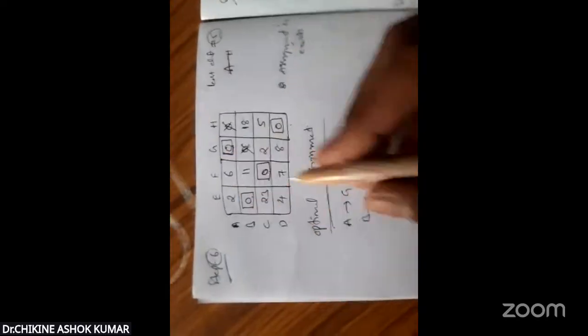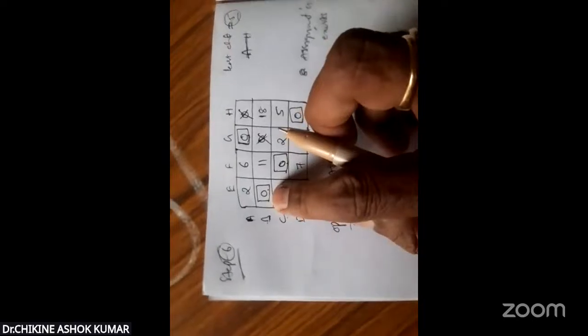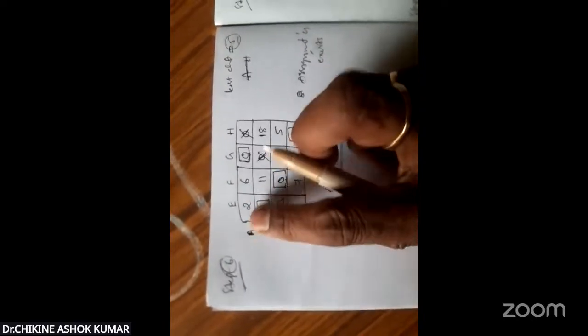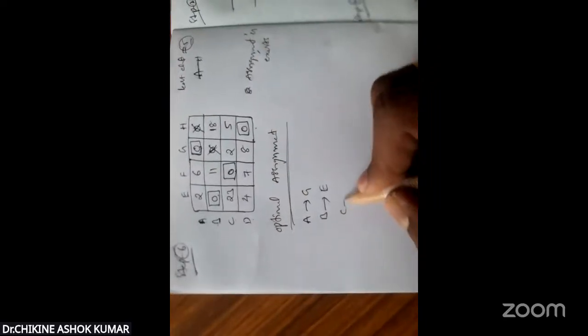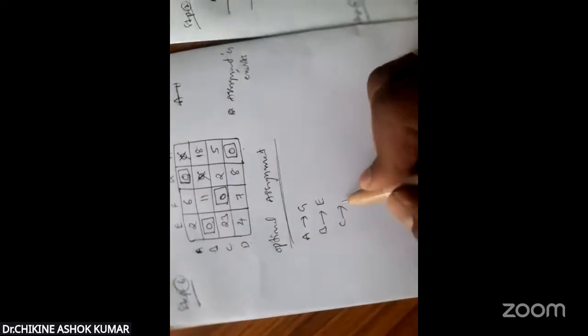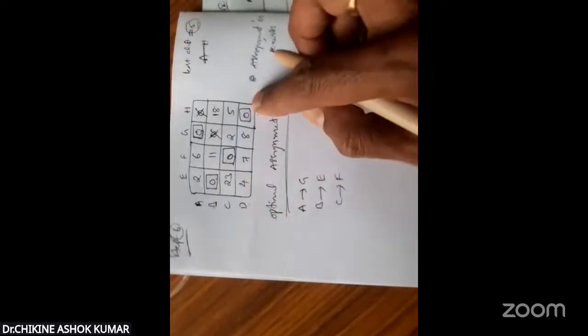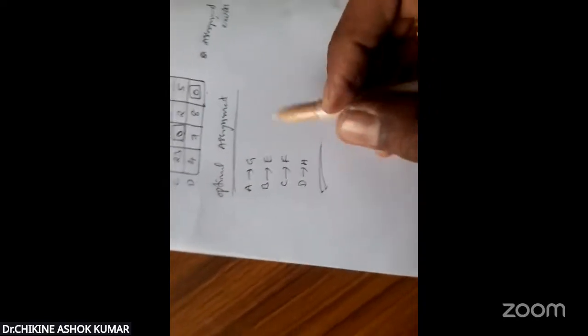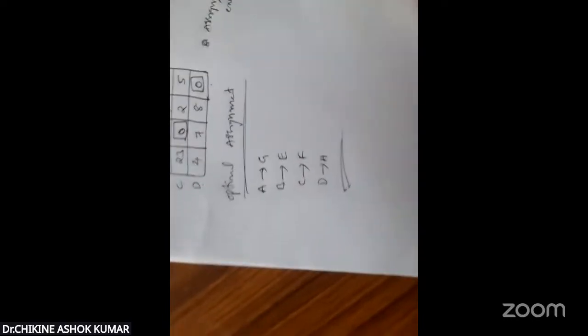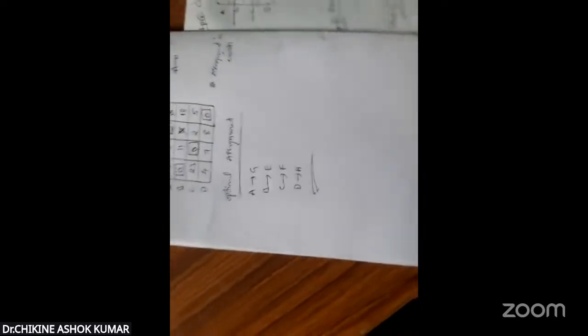Next, B is assigned to E. Yes. Are you following me? A is assigned to G, B is assigned to E, C is assigned to F, and D is assigned to H. So each and every person is assigned to exactly one task. Okay, but I want to write the time duration.